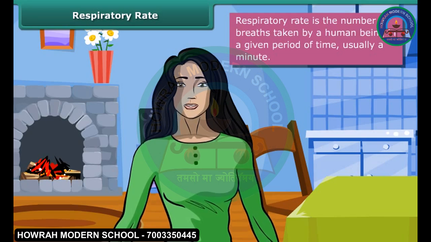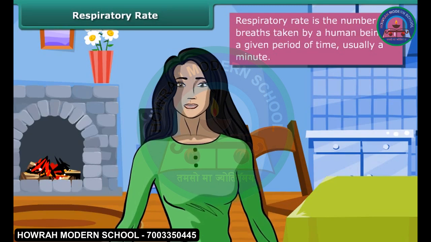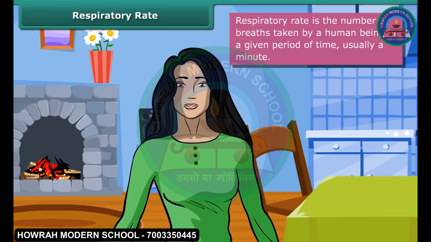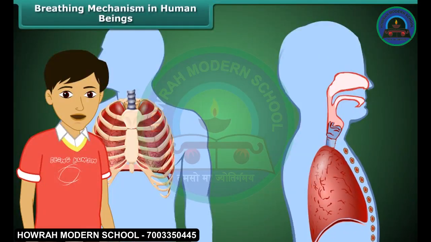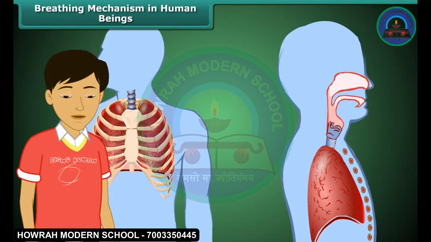Shruti now counts her number of breaths in 1 minute. She noted that she breathes in and out 15 to 18 times per minute. However, during exercising, it can go up to 30 breaths per minute. Let us now understand how breathing occurs in human beings.